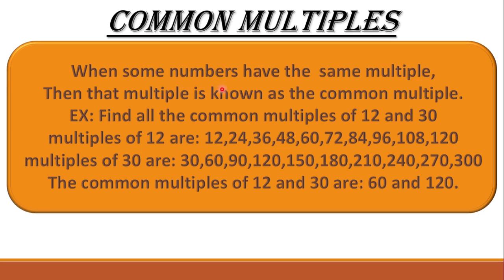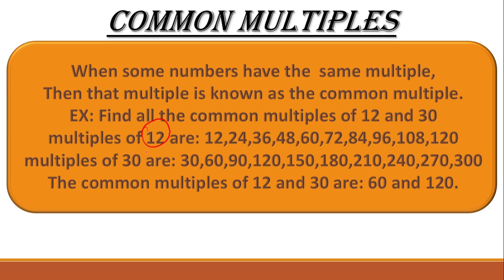Now let's see common multiples. When some numbers have the same multiple, then that multiple is known as the common multiple. Now find all the common multiples of 12 and 30. Here we should find common multiples. Common factors means the same factor in both the numbers. Now it is multiples, right? The same multiple in both the numbers.